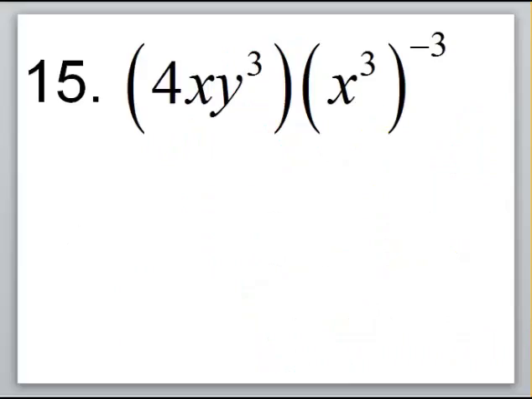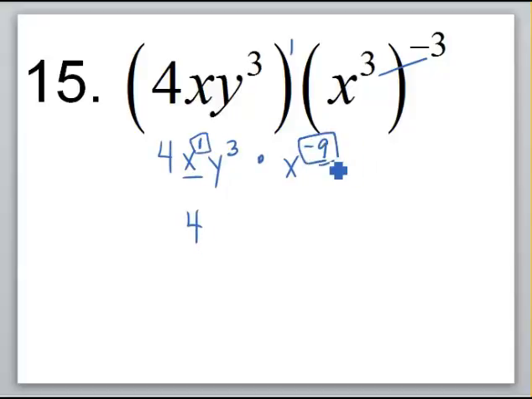Our next problem, this one is raised to the first power, so I really just have 4x y to the third times, then I have x to the negative 9th. This base has a power of 1, so I'm really saying I have 4, I have 1 plus negative 9, that's x to the negative 8th, y to the third. No negative exponents allowed in my answers at the end. This one's not happy, so it moves to the bottom of the fraction. Everything else stays on the top.